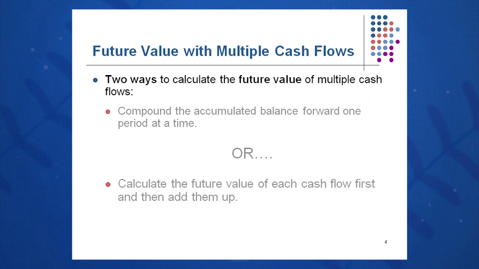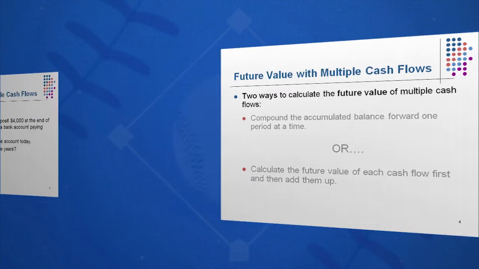Let's take on future values with multiple cash flows, objective number one, first. I can calculate these future values in two different ways. Again, I'm compounding out to the right, and I may have a bunch of cash flows that are different. I can compound each balance one period forward at a time, or I can calculate the future value of each cash flow and then add them up. I prefer method number two, but you can certainly use either method and you should come up with the same answer.